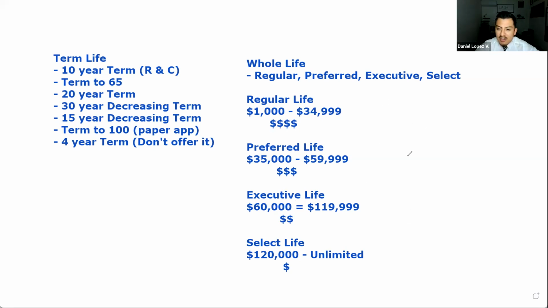Okay, does that make sense, Charles, Jennifer? So the whole life categories are just based solely on price, the income bracket, the amount per unit that we're selling. We have 4 different groups and they're all divided by the amount. Yes, however, the term is not. With whole life, regular whole life, preferred, executive, select, those are the actual names as a company. And you'll find a better rate at select life.